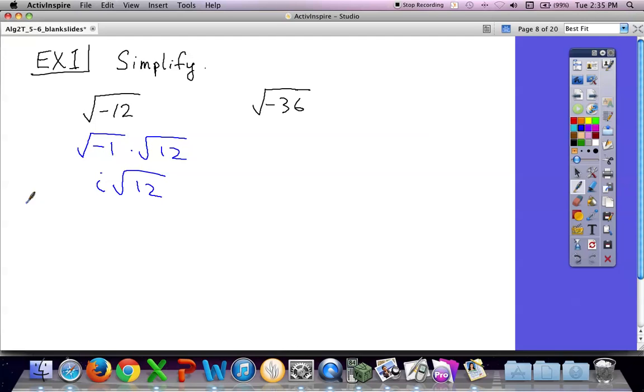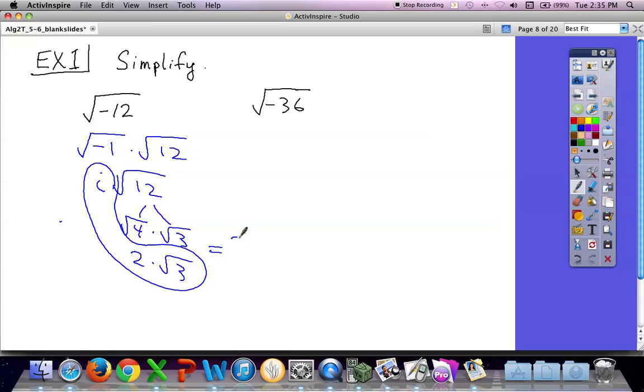12, this is where you need to know your perfect squares. 12 is not a perfect square, but can you think of any factors of 12 that are perfect squares? 4 times 3, right? The 4 is a perfect square. So if you break it up like this, make it the square root of 4 times the square root of 3, and then the square root of 4 is 2. So that's 2 times the square root of 3, and then you've got the i. So we would write that like 2i times the square root of 3.